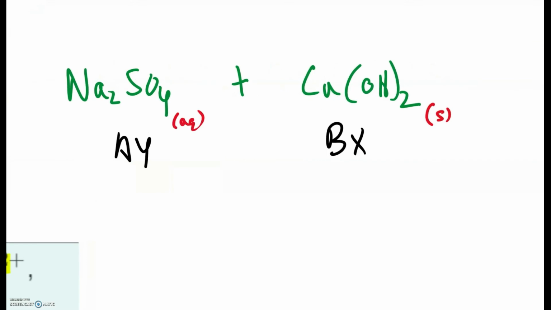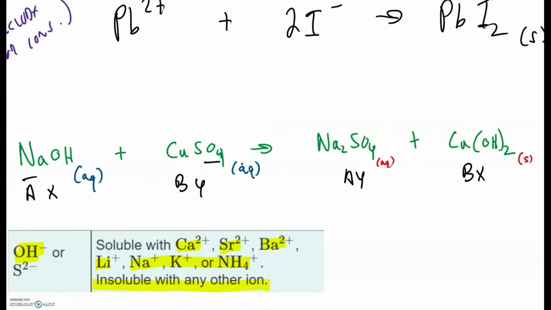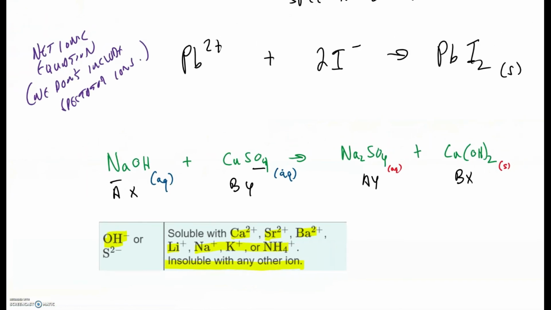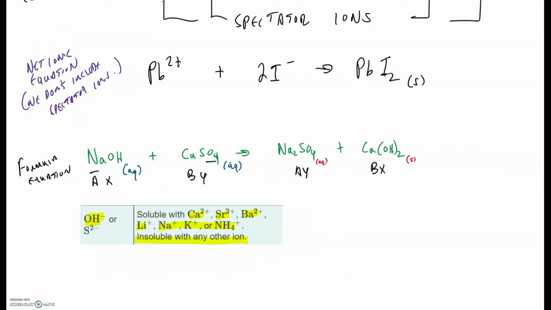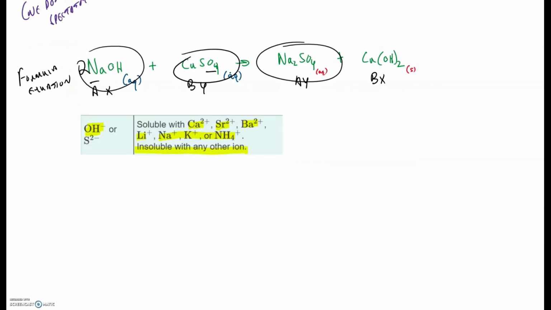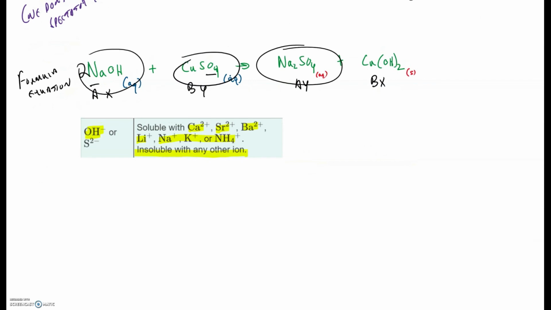So let's take a look. What's going on? This is obviously our formula equation. And now we will write our net ionic equation. We know that's aqueous, and that's aqueous. That means they dissociate. So the first thing I'm going to do is I'm going to make sure that this is balanced. Boop, put a little 2 there. That balances everything. And so the ionic equation is going to look like this.